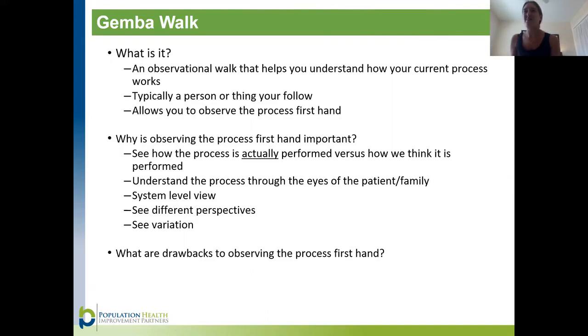And there are drawbacks. This is one of my favorite tools. I think it's incredibly valuable, but there are issues as well. It can use a large amount of time, definitely. It's incredibly time consuming, right? We have to figure out what process we're going to observe. We have to figure out how we're going to observe it. We have to get our team together at a time that works for everyone. We have to actually go and observe the process firsthand, which takes time because the process takes time. So it's very time consuming.